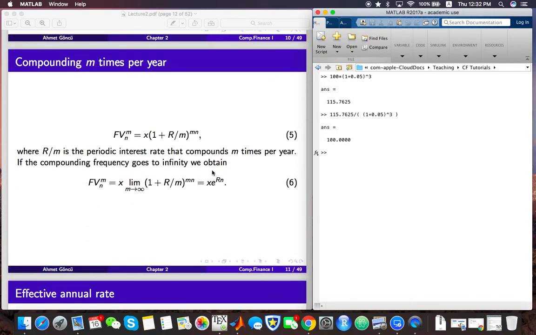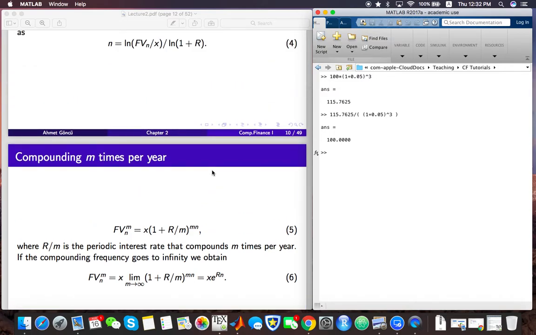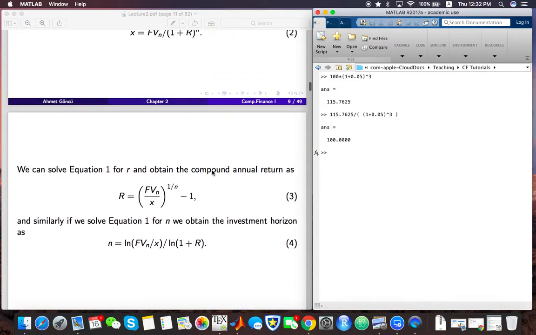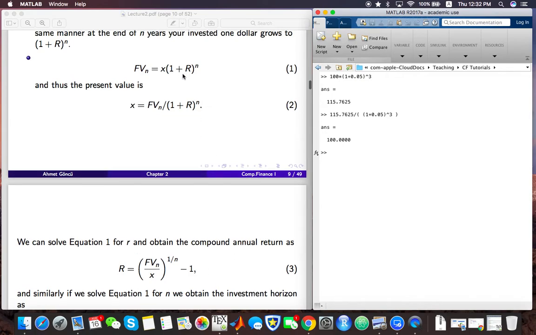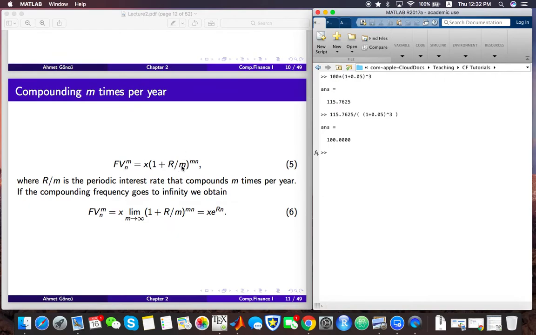Remember, compounding is also important in order to calculate the future value. So if you compare equation 1 and equation 5, you will see the important difference. In equation 1, we assumed there is only one compounding per year, and interest rate is R per year. However, in equation 5, our interest rate is actually compounded m number of times per year. So we need to change the formula.